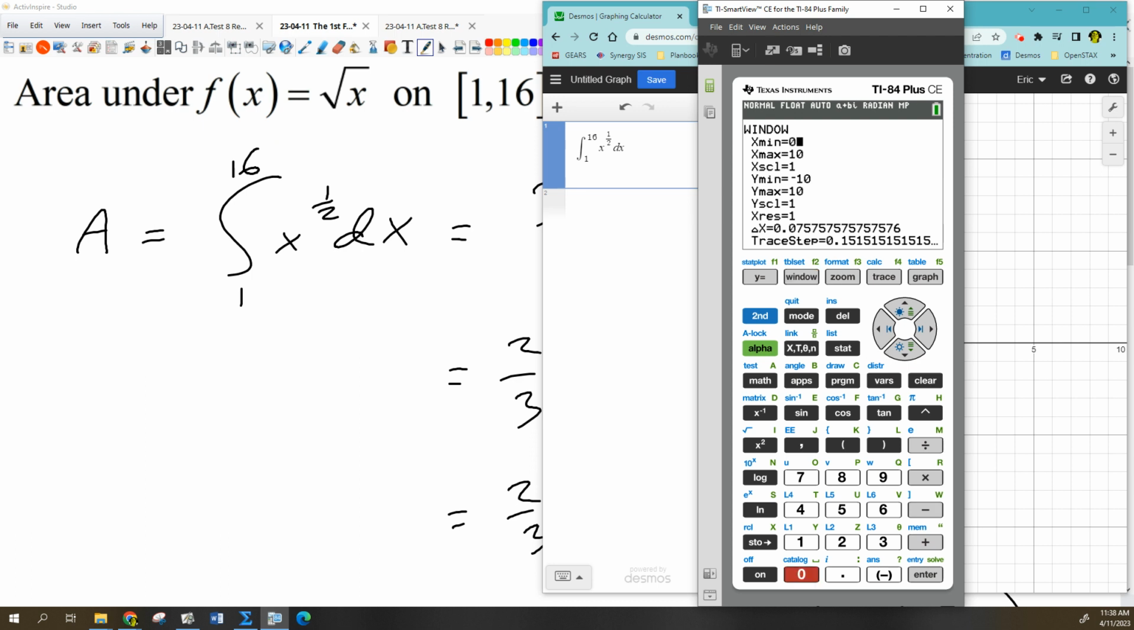So I'm just going to go from 0 as my x min. I'll make my max something like 20. How about, actually, I'll just do 18. And then once I've set my window like that, I'm just going to hit zoom fit. Remember this? Zoom fit is zoom 0. Just so it graphs it nicely in my window.